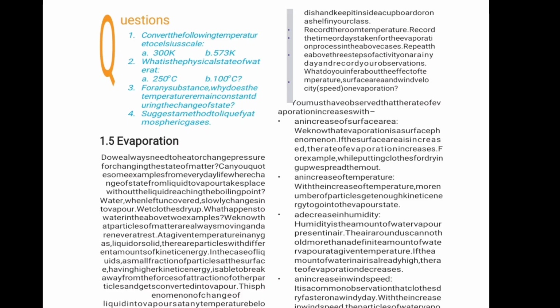An increase of temperature. With the increase of temperature, more number of particles get enough kinetic energy to go into the vapor state. A decrease in humidity. Humidity is the amount of water vapor present in air. The air around us cannot hold more than a definite amount of water vapor at a given temperature. If the amount of water in air is already high, the rate of evaporation decreases.